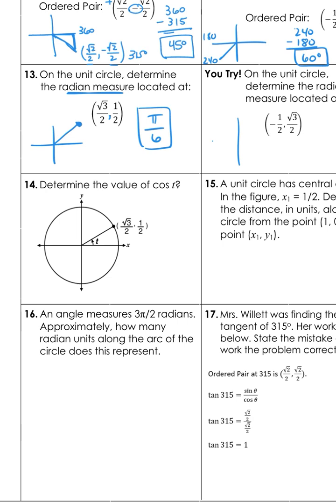Here we're going to do negative 1/2. So we're going to go negative and then positive. So we're going to be up in this quadrant. And when we look up these coordinates, we're going to see that we are at 2 pi over 3.